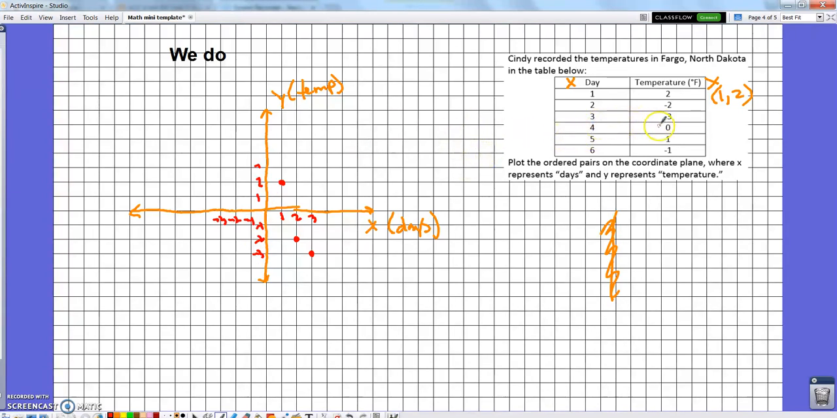Day 4, it was 0 degrees, so that means we go 1, 2, 3, fourth day, and 0 is right on the axis. We don't go up to 1, we don't go down to negative 1, we just put it right on the axis if it's a 0. Day 5 was 1 degree, and day 6 was negative 1 degree. So now we've got an ordered pair for each of those.